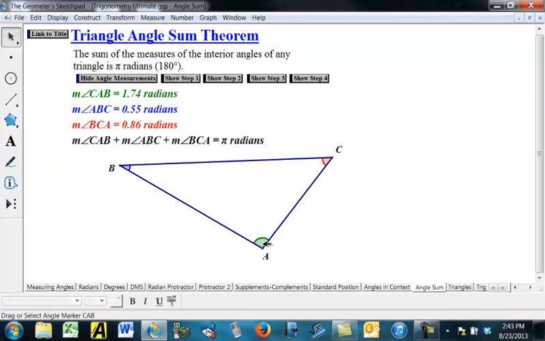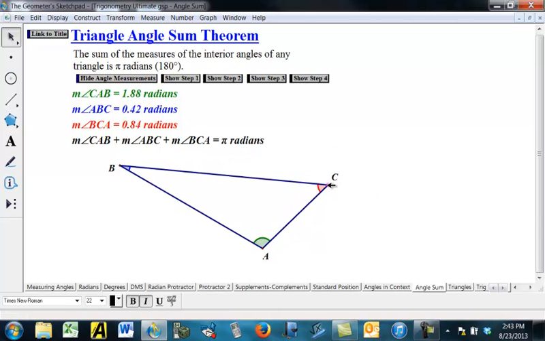Now if I click on this button you can see their measurements. Measure of angle A here in green is 1.74 radians. B is approximately 0.55 radians, and C is 0.86 radians. If you add that up, that comes out to be about 3.14, or actually it's exactly pi radians. And notice that's not a coincidence.